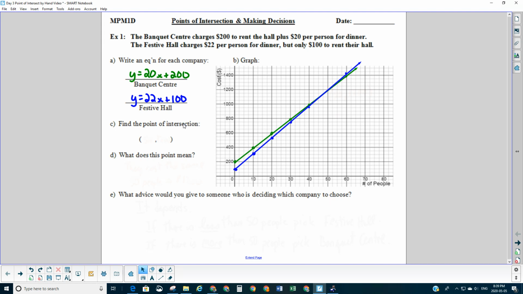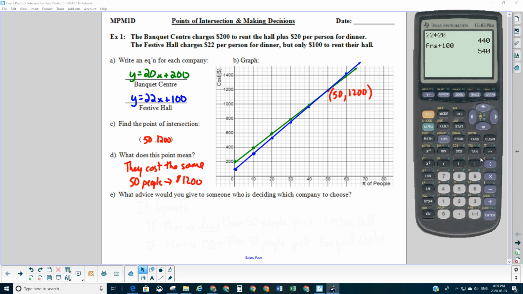So find the point of intersection. The point of intersection is going to be that spot right here. If I go and click right there, I can read it off the graph that that's 50 and 1200. So the point of intersection is the coordinate (50, 1200). Well, what does that mean? Well, the point of intersection is the spot where these two companies charge the same amount. So for 50 people, they both charge $1,200.